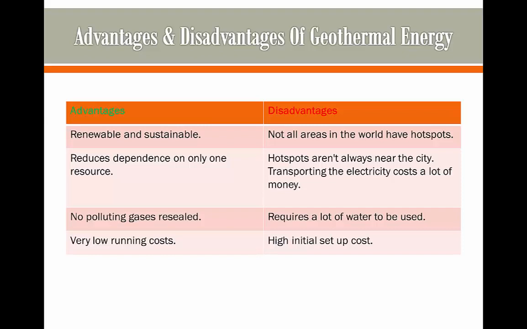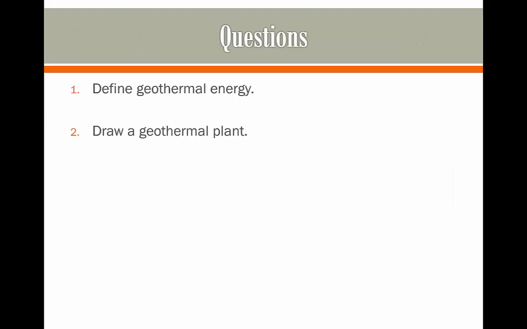However, disadvantages are that not all areas in the world have hotspots. Iceland is famous for the hotspots which they have, but you don't find many of them in Africa. Hotspots also aren't always near the city. Transporting the electricity may then cost a lot of money and won't be as efficient. Also, it requires a lot of water to be used, and you have to build the plant, which is a high initial setup cost.